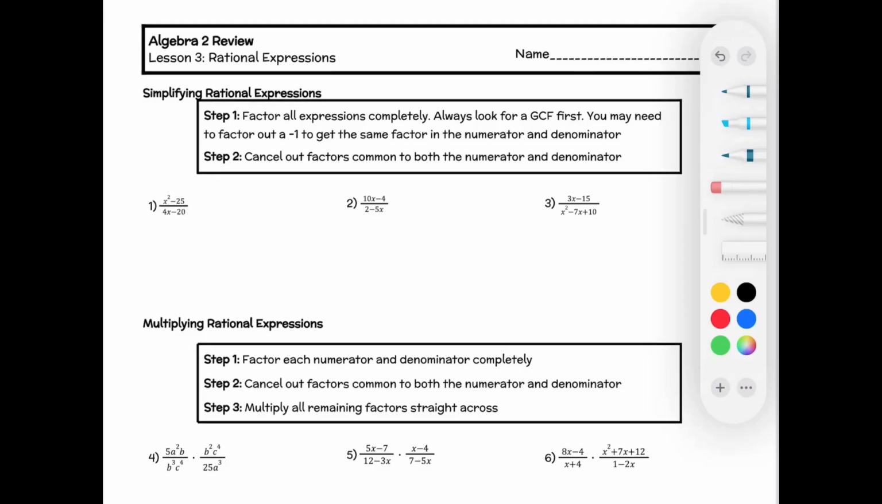Okay, so for lesson three, we're going to be talking about rational expressions. This is probably everybody's least favorite unit that we've done. A lot of this is knowing how to factor, so if you're stuck on factoring, make sure you go back to lesson two and really watch that video and make sure you feel good about it. But what we're going to do is start with number one.